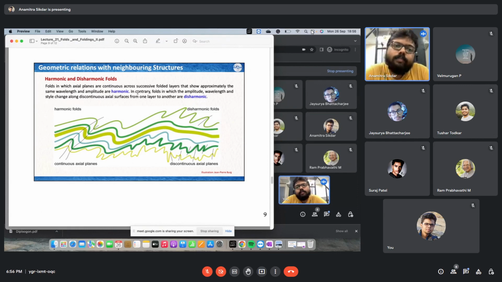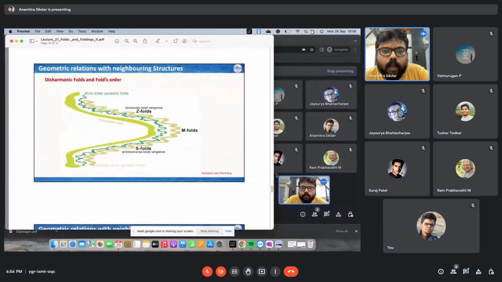So how do you identify the disharmonic fold and the harmonic fold in the field? In the case of harmonic folds, you can get one single trace of axial plane, right? Suppose the folds are following one another, then you will get the same axial plane for all the folds. But here you will see this is one axial plane, but there is no axial plane here. For this section there is no axial plane, here is an axial plane, but here there is none, there is no continuity, right? So these are called disharmonic folds.